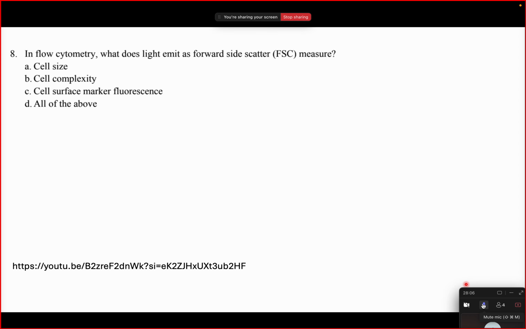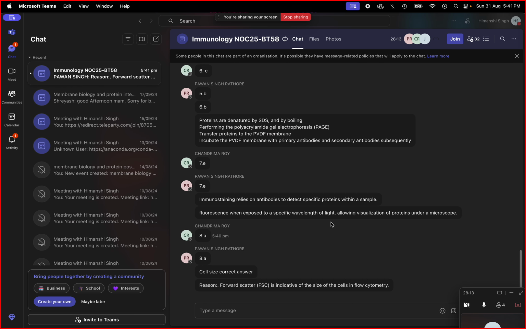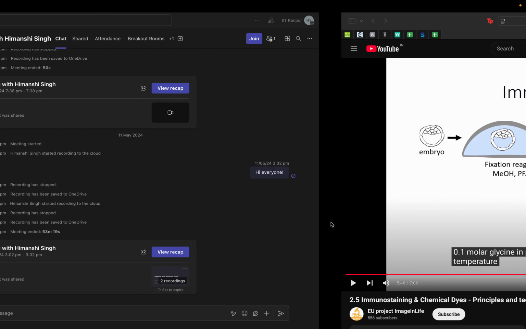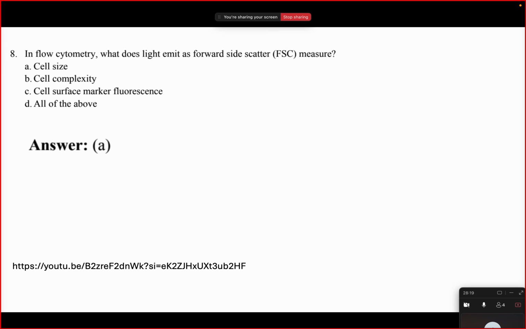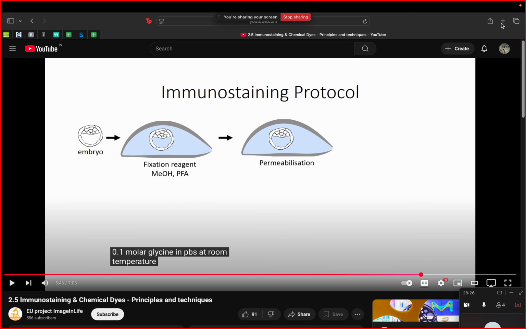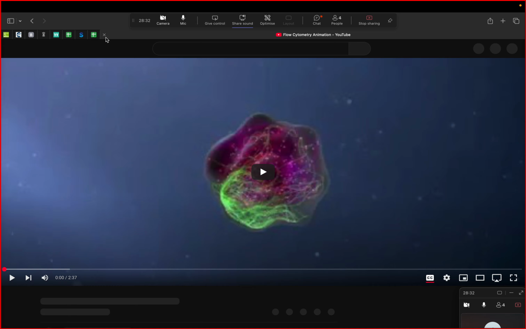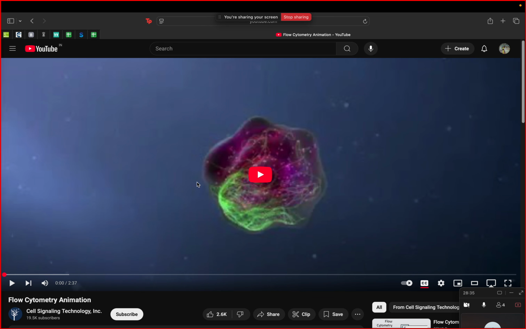Your 1 minute is over, and the right answer is cell size. So FSC measures the cell size. Now we'll see a very brief video about flow cytometry. It's a very complex instrument at the end of the day, and you need some expertise to handle it. I hope most of you can have experience with a flow cytometer. It's a really cool instrument in my opinion.